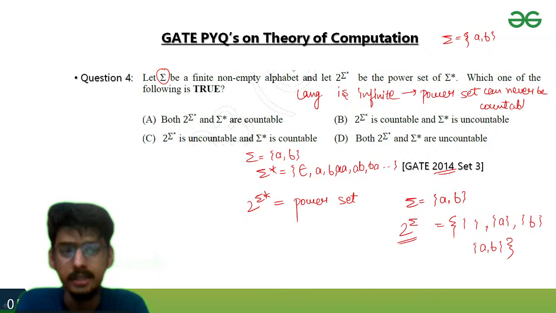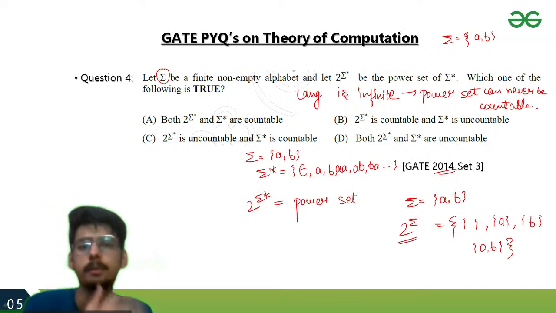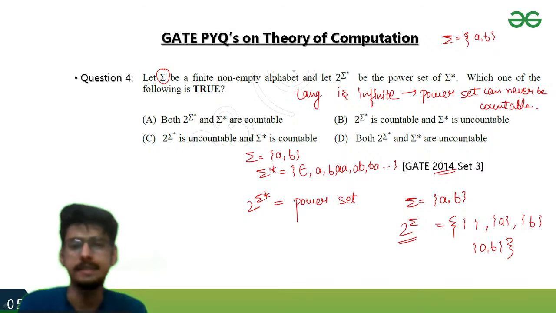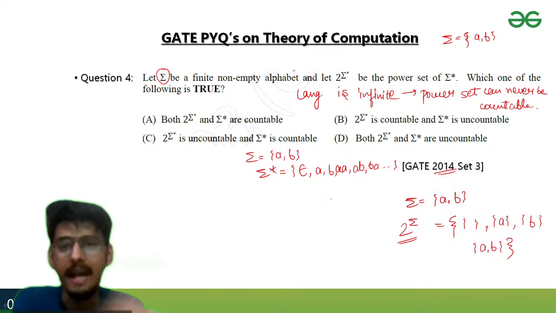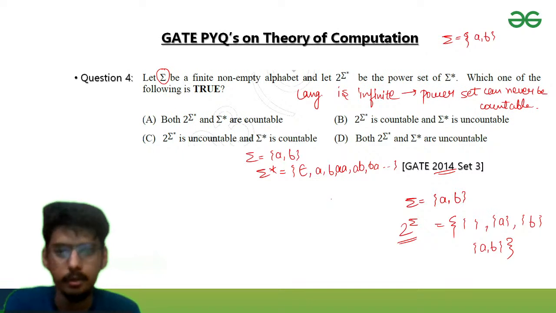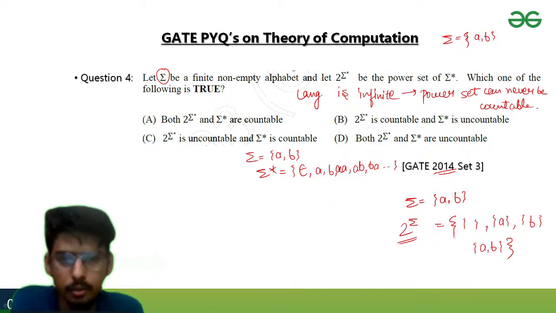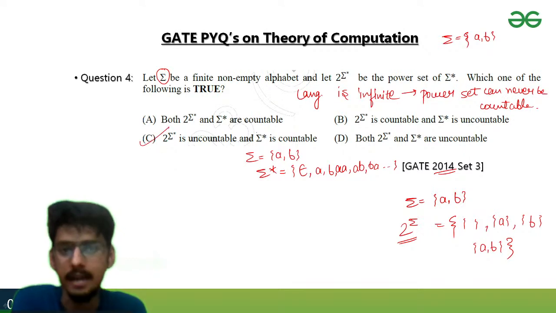What is the meaning of countable and non-countable? Countable and non-countable basically means the following. Now the question comes up, why is this possible? I'll give you a brief introduction about the concept, but you can definitely tick the option that 2 to the power sigma star is uncountable and sigma star is countable. Now I'll tell you why this is happening.